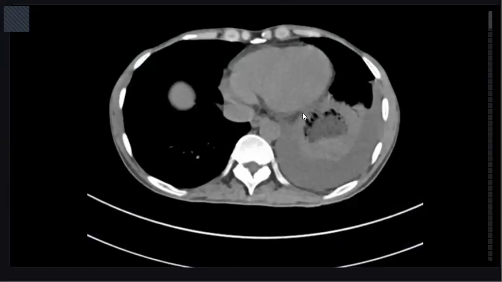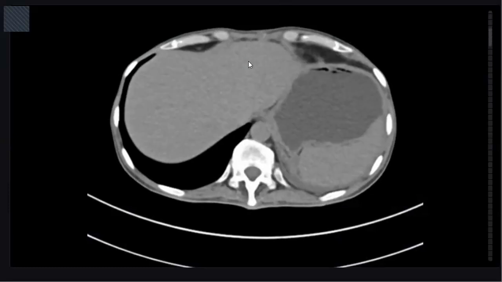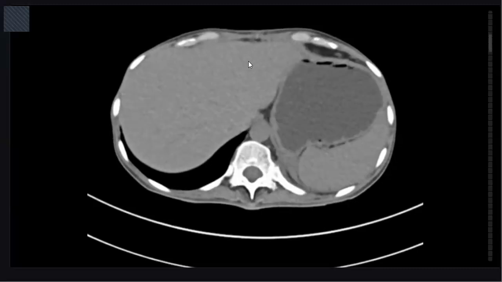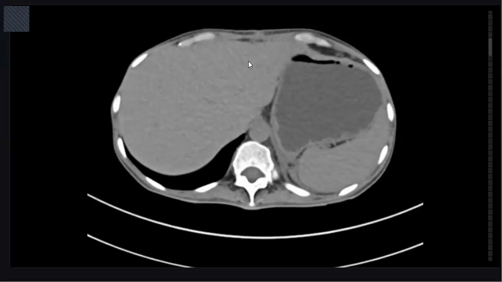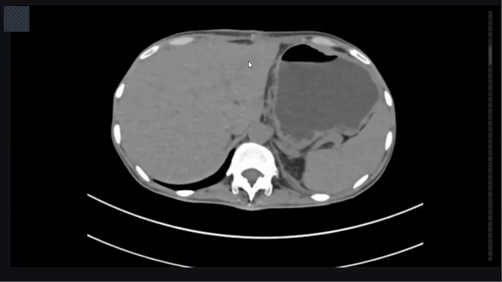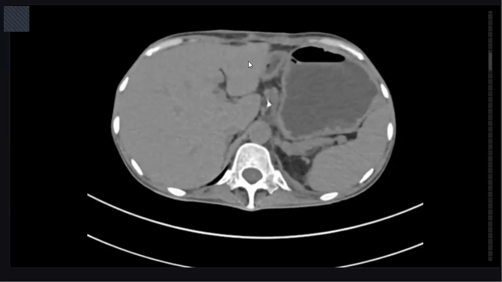I am now presented with a 30 years old female patient with acute abdominal pain. This is an axial non-contrast study of the abdomen.